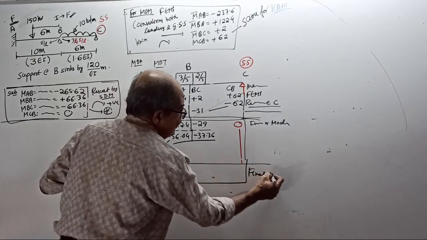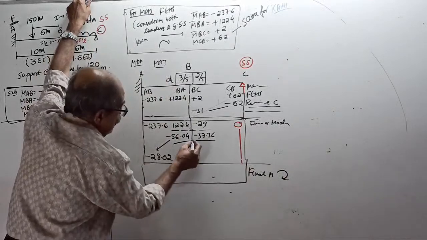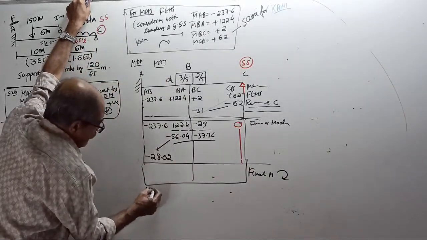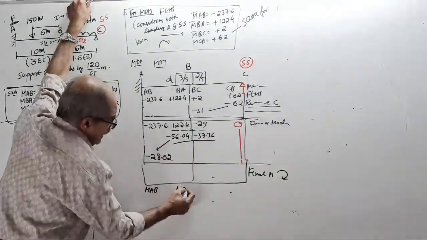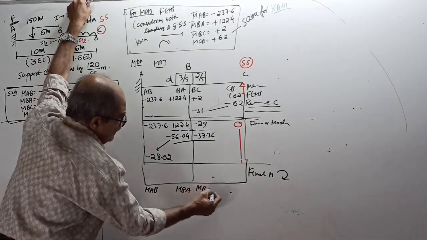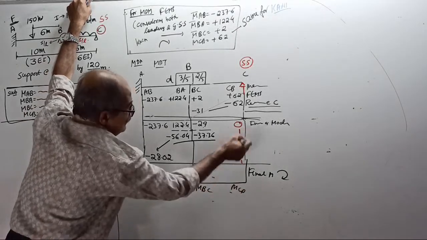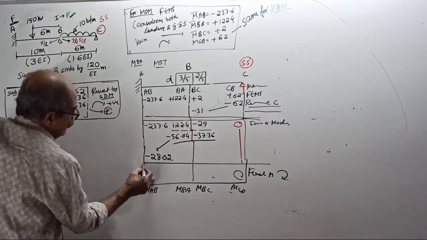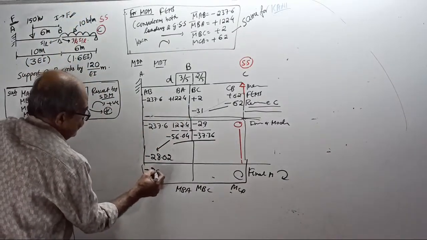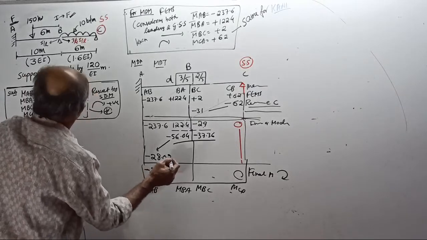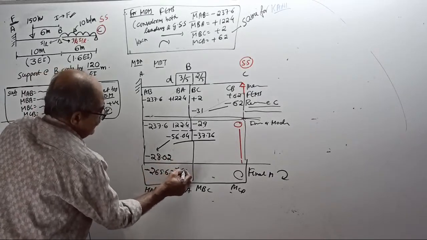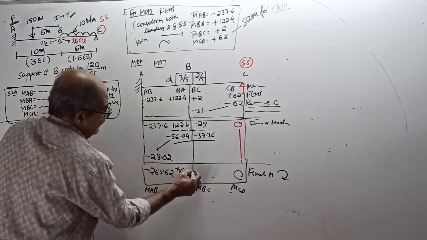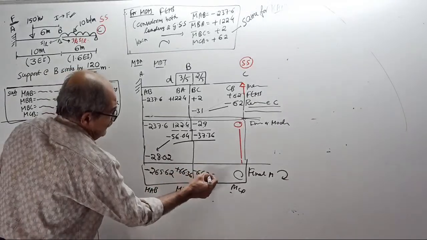Final moment, all clockwise positive. What you are getting is MAB, MBA, MBC and MCB. 0, you add these two. I am not adding. I got a confidence minus 265.62 plus 66.36 minus 66.36 and 0.